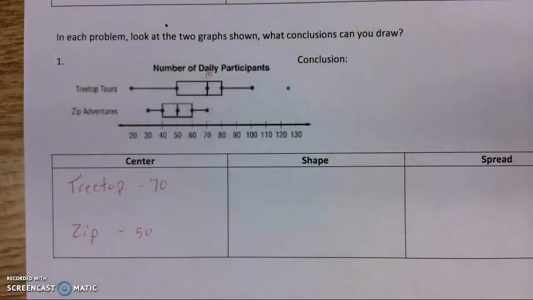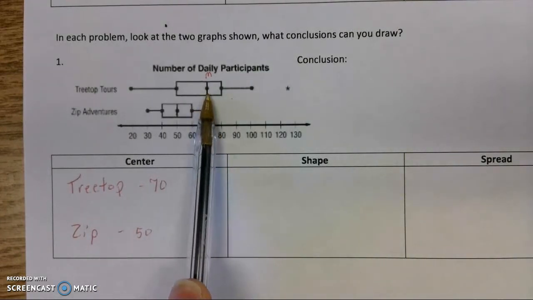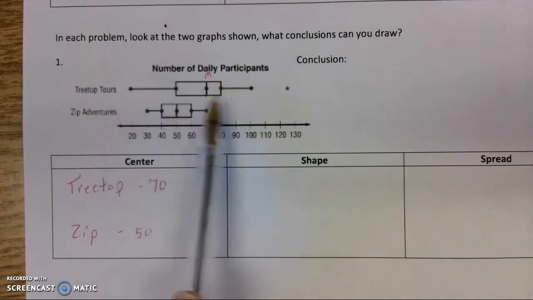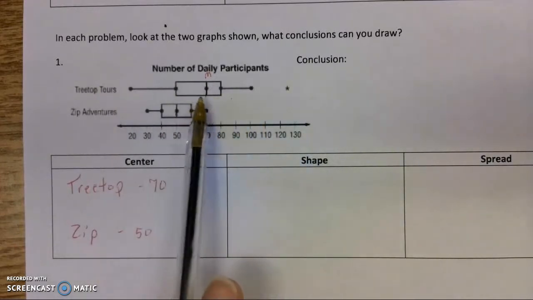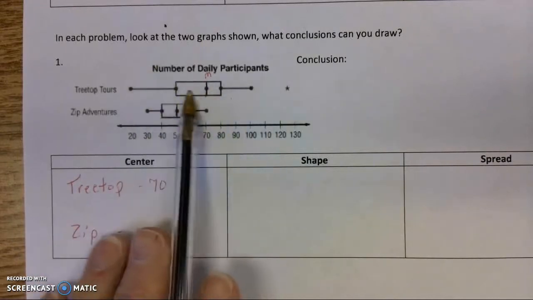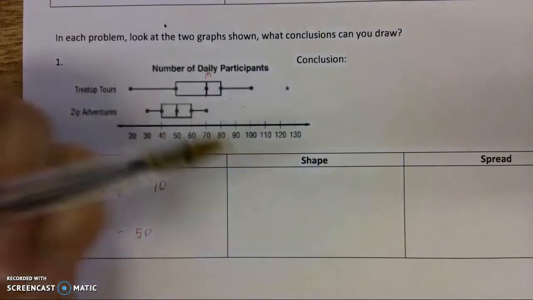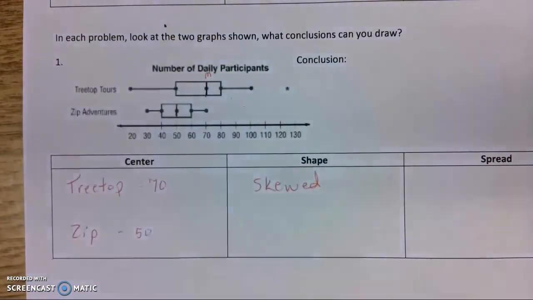So if I look just at the median, it would seem like Treetop has more customers than Zip. Now, the next thing I'm going to look at is the shape of the graph. This is where I need to find the median and then look and see what the left and the right look like. Well, if I look at Treetop, the data is a little bit kind of not equal. If I were to fold right here, this wouldn't match evenly. So we're going to say that the data for Treetop is skewed.